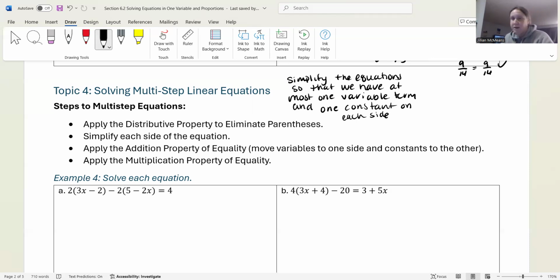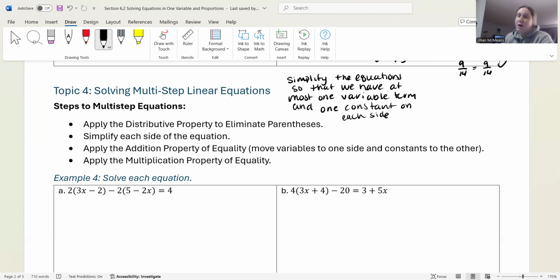And the best way I can make this make sense is imagine you're moving your home, like moving from one apartment to the next, one house to the next, whatever. You don't pack one box and move it to the new house at a time. Instead, you pack all your boxes and put them in one moving truck. So you want to make the fewest trips between the two houses as possible. So we don't apply the properties until we get to the point where we have at most one variable term and one constant on each side of the equation.